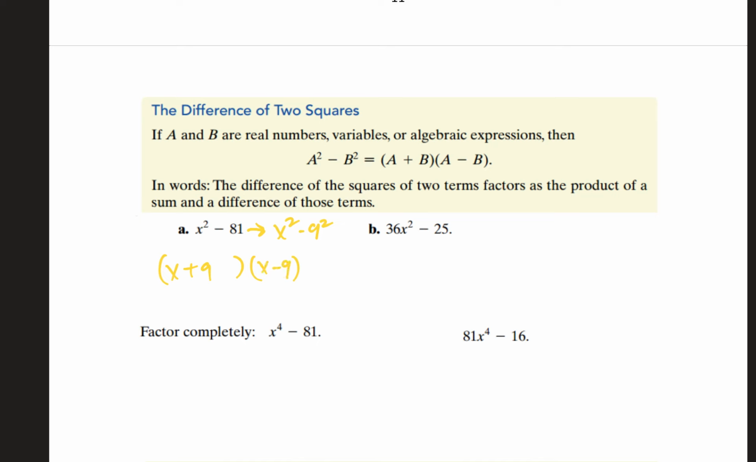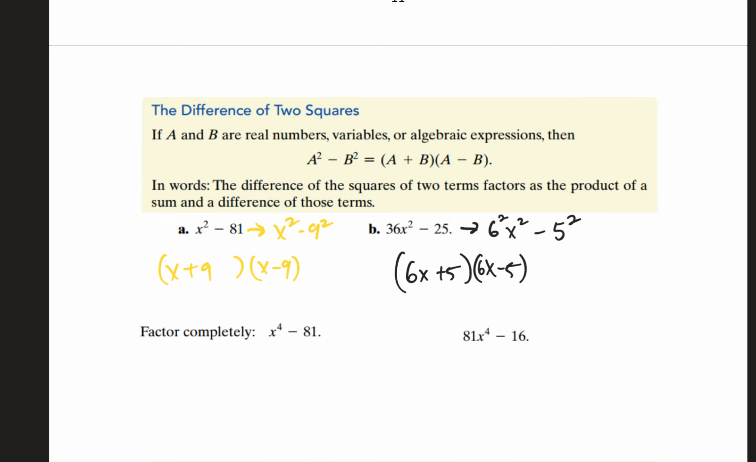All right, if you take a look at the next one, we have 36x squared minus 25. This, too, is just a couple of squares. 36 is 6 squared. X squared is obviously x squared. And 25 is 5 squared. So we can rewrite this as 6x plus 5 and 6x minus 5.